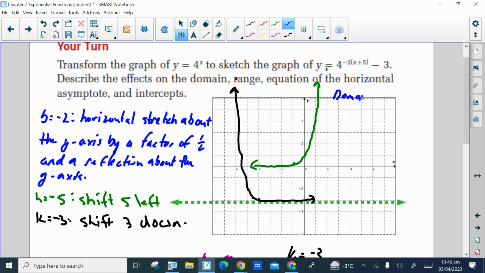So our domain never changes. These graphs will never have restrictions on x. Our range goes from negative 3 up to positive infinity. Neither are included. Our asymptote is a line y equals negative 3.